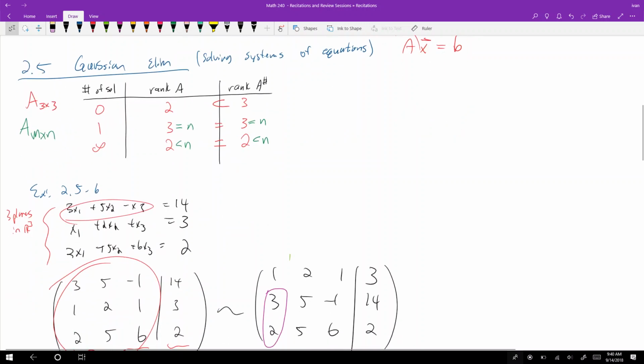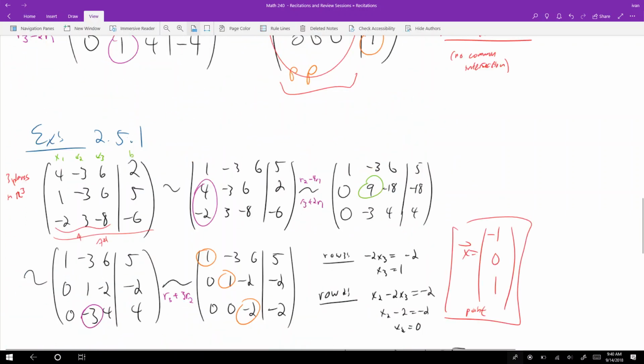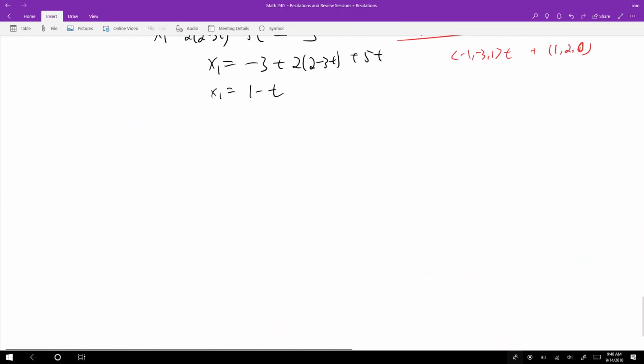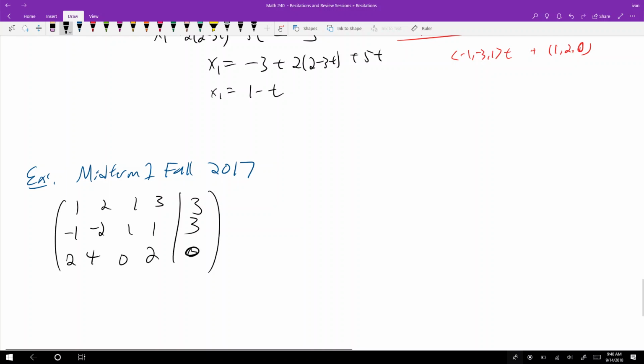All right, so before we leave the session, review. Let's jump into one last example. I promised I'd draw from my test bank, and here it is. This is from midterm 1 from fall 2017. I'm not going to name the professor. Here you have the system: 1, 2, 1, 3, 3; -1, -2, 1, 1, 3; 2, 4, 0, 2, 0. And it's just solve the system.